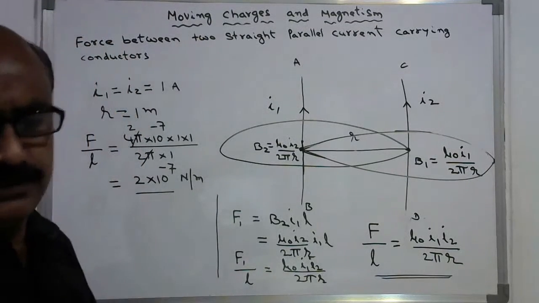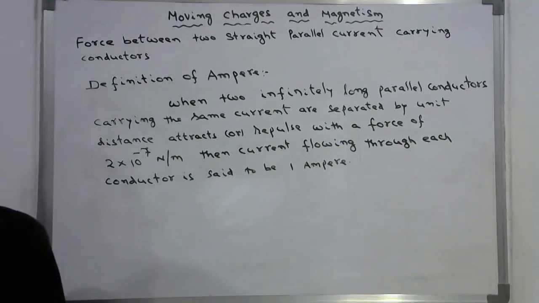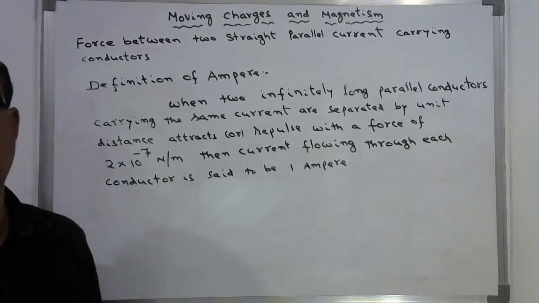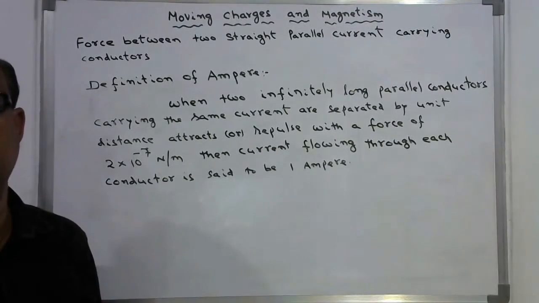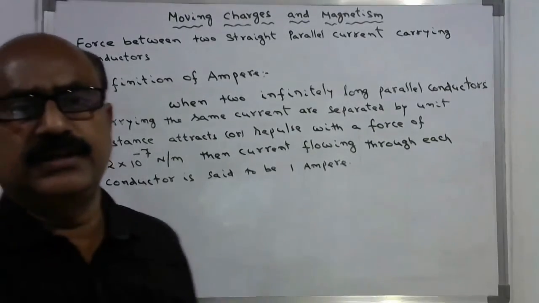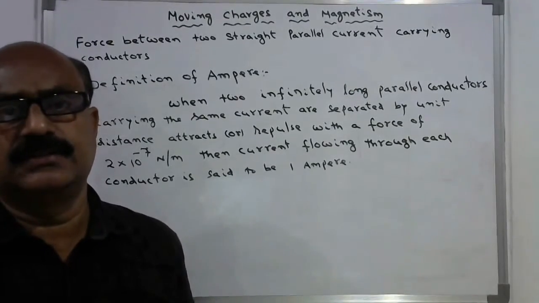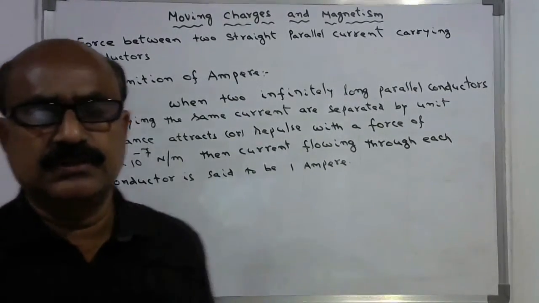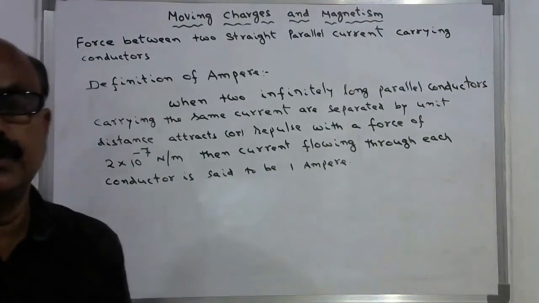Now let us write the statement. Now let us define the ampere. When two infinitely long parallel conductors carrying the same current are separated by unit distance, and attract or repel with a force of 2 into 10 power of minus 7 Newton per meter, then the current flowing through each conductor is said to be 1 ampere. That is what we have already discussed. So this is the definition of ampere.